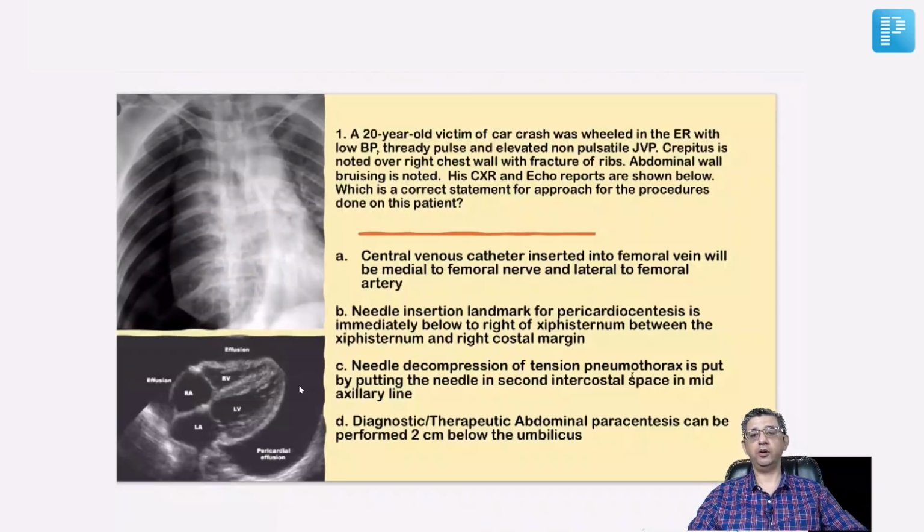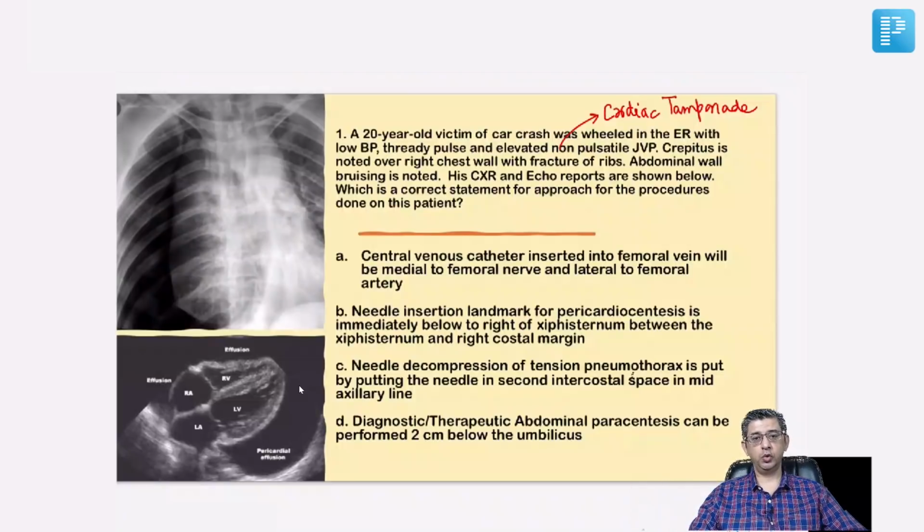In the first one, we are talking about a 20-year-old victim of a car crash who was wheeled into the emergency room with a low blood pressure, thready pulse and an elevated non-pulsatile JVP. And you very well know that this is going to be a key word because this would help you know that the patient is actually going into an obstructive shock. Whenever you read non-pulsatile JVP, there are only two differentials that have to be kept in mind. One is superior vena cava syndrome and second is cardiac tamponade, and especially when we are talking about a car crash, cardiac tamponade comes to mind.